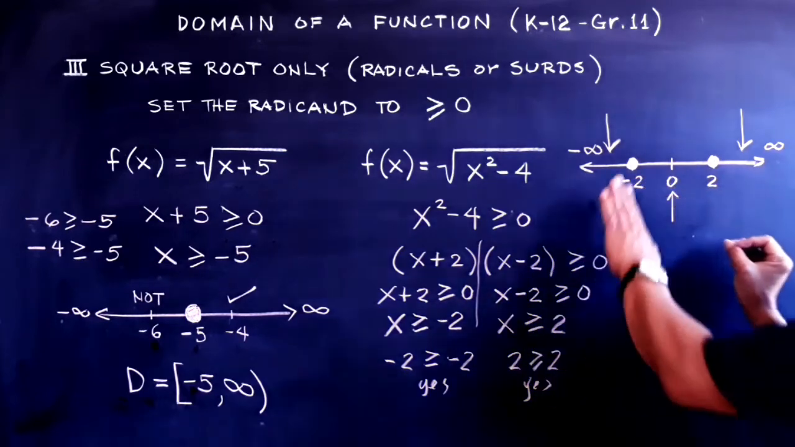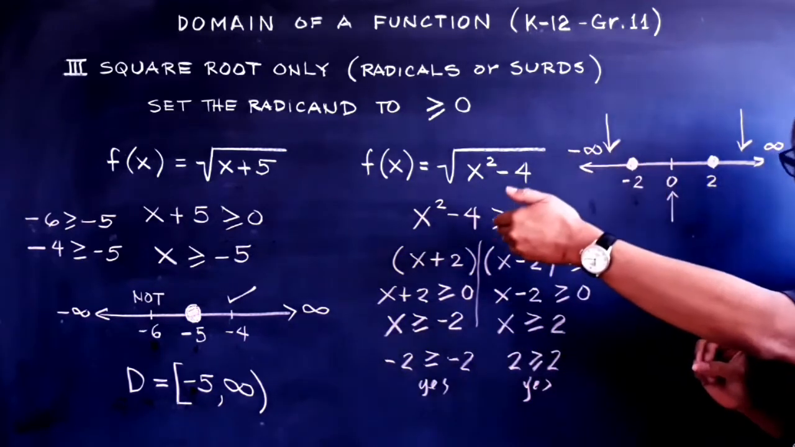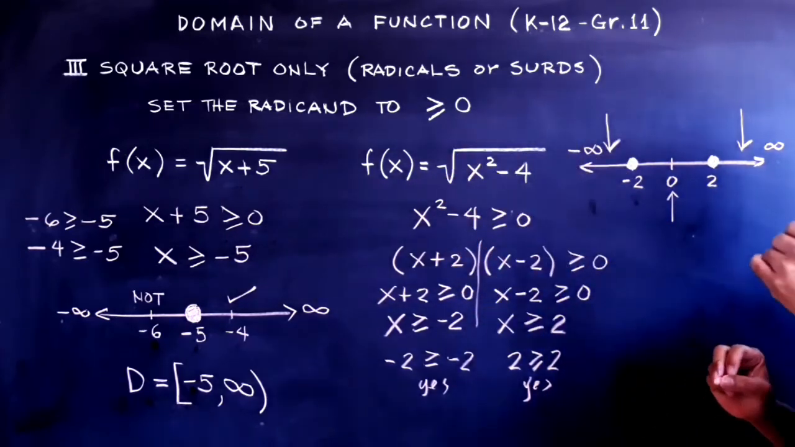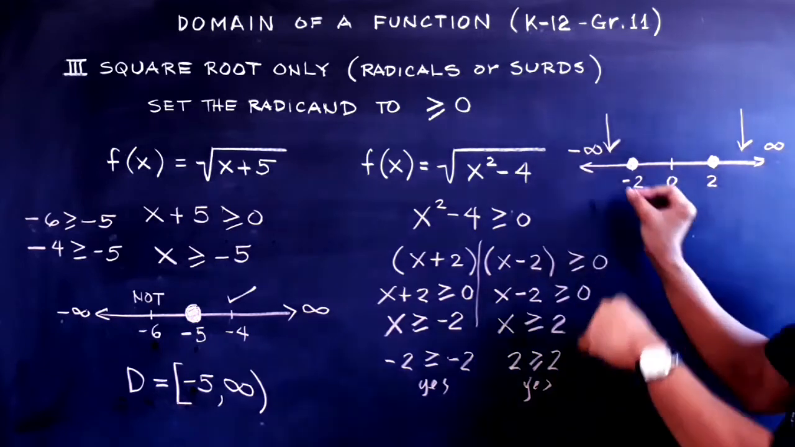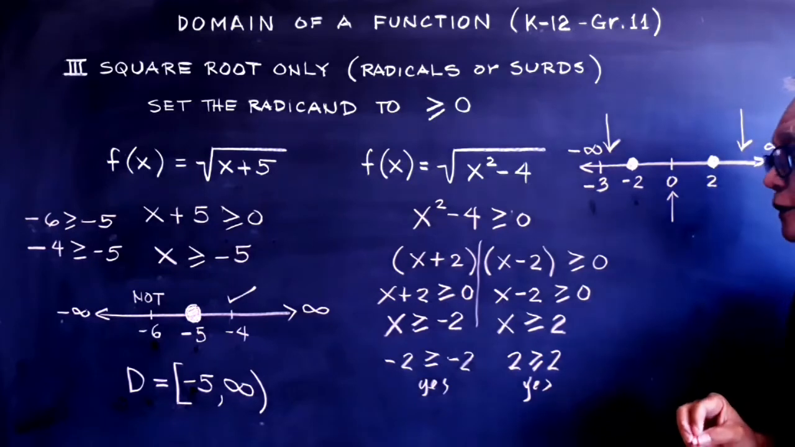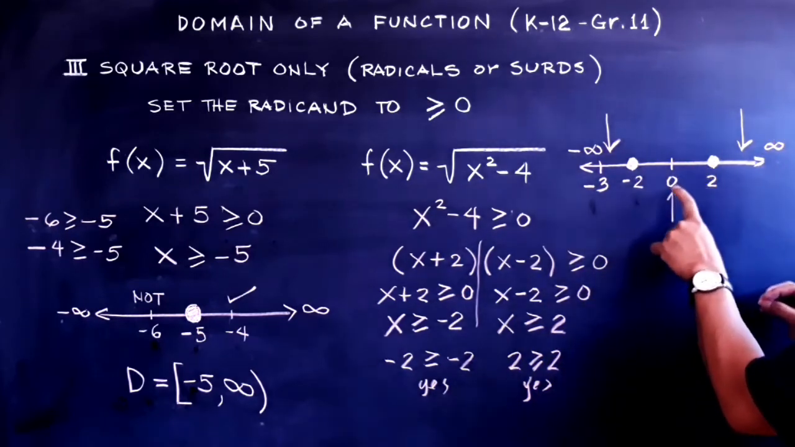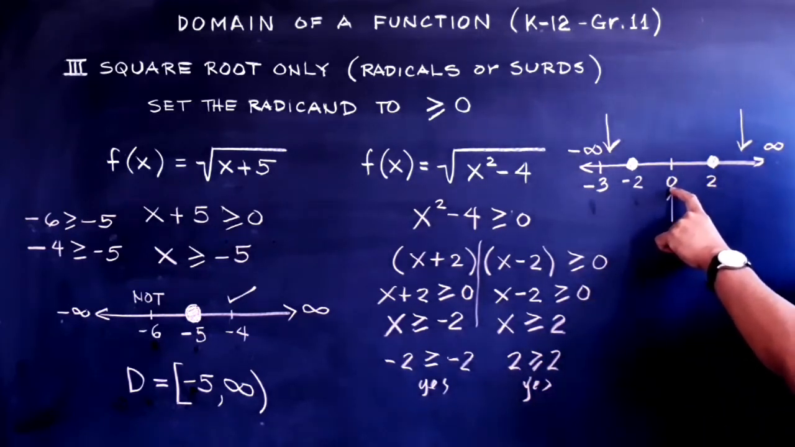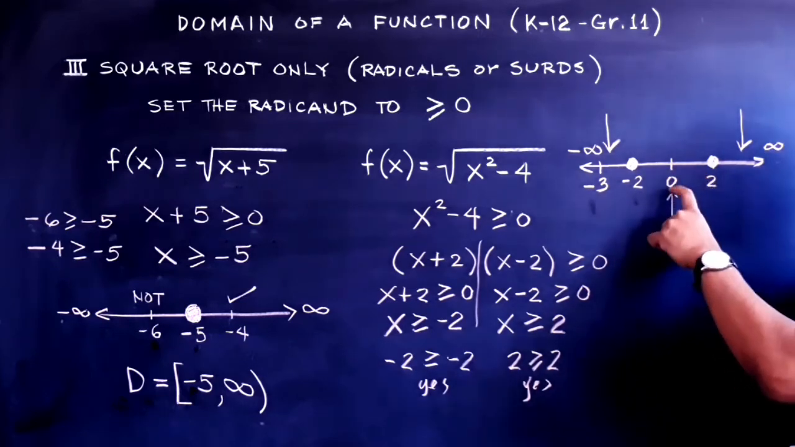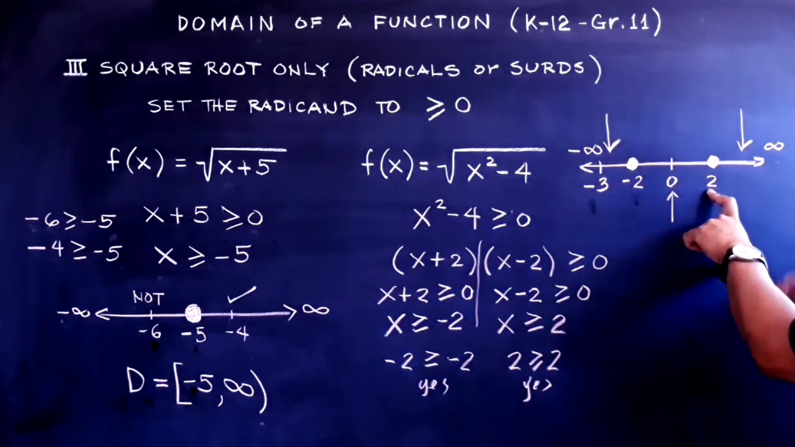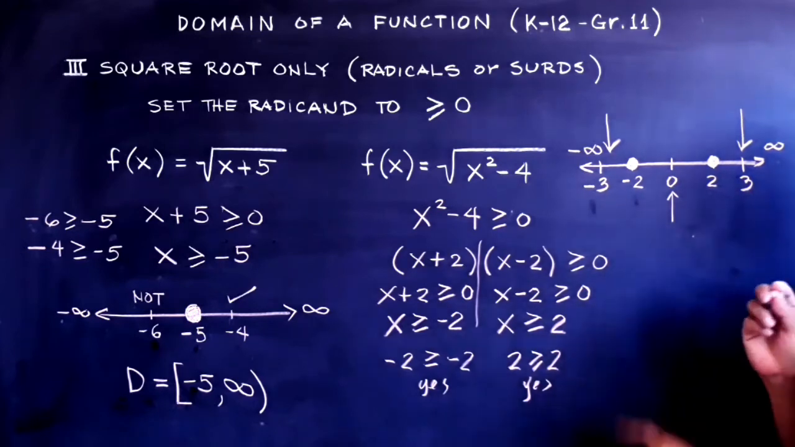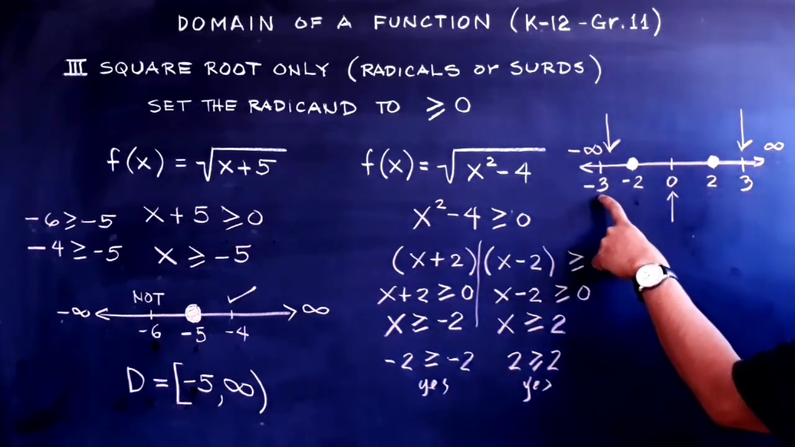Now, we select a number to the left of -2. You can have -3, -4, -5, but just select a number nearer to -2, so let us have the -3. For this one, you just choose the 0. If you want, you can choose the -1 or the +1, but it's better to use the 0. And here, we'll use the 3 to the right of 2. Okay, let us check now this one, -3.